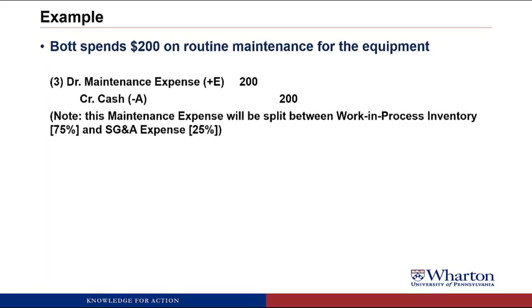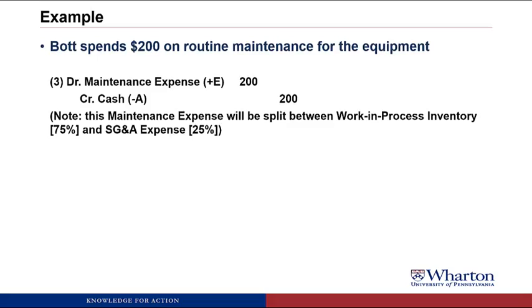So for the journal entry, we're going to credit cash for $200 because we're spending $200 cash. And we're going to debit maintenance expense because as routine maintenance, this gets expensed immediately. It doesn't get added to the asset and depreciated over time.